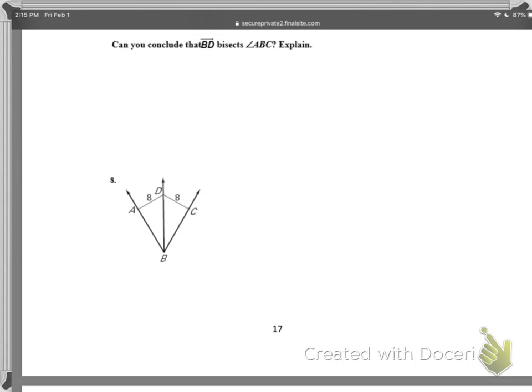Okay, in this last problem, they want me to be able to conclude that BE bisects ABC. So do I have enough information here to conclude that? And the answer is no. I have equal segments here and here. I would need a right angle here and a right angle here. So since I do not have that, I'm going to need this, I need this, and I need that. Since I don't have that, I cannot say that it's an angle bisector.